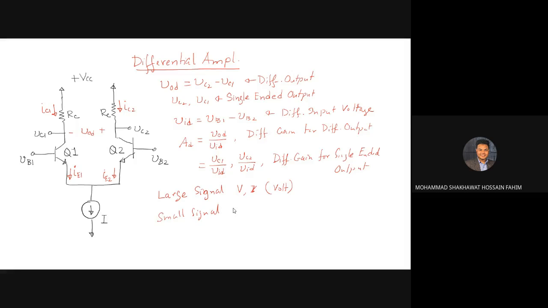So 10 millivolt. What is 10 millivolt? Sir, what is 10 millivolt? Yeah, what is 10 millivolt? Which voltage?